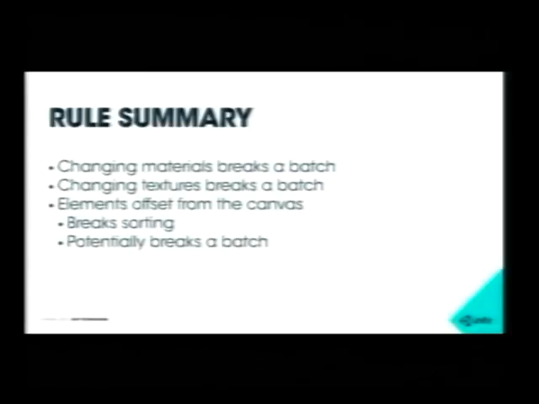So to summarize those rules that we talked about, if Unity needs to modify the material when rendering, we'll break the batch. If a texture change is required, we'll break a batch. If elements are offset from the canvas, we'll break sorting, which may or may not break a batch, depending on how your content is constructed.